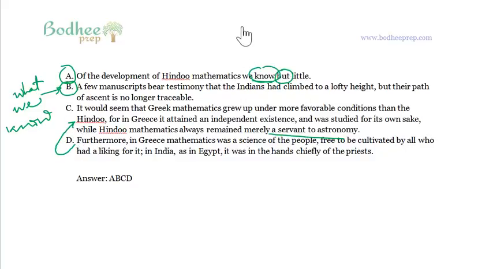You might feel like even C can start the paragraph, even A can start the paragraph, but furthermore will definitely go with C. So C and D will definitely be a link. Whether C starts a paragraph or not, it's a different thing, but C, D will be a link. Why? Because the word furthermore connects with C. Furthermore, in Greece, mathematics was a science of the people, free to be cultivated by all who had a liking for it. In India, as in Egypt, it was in the hands of the priests.